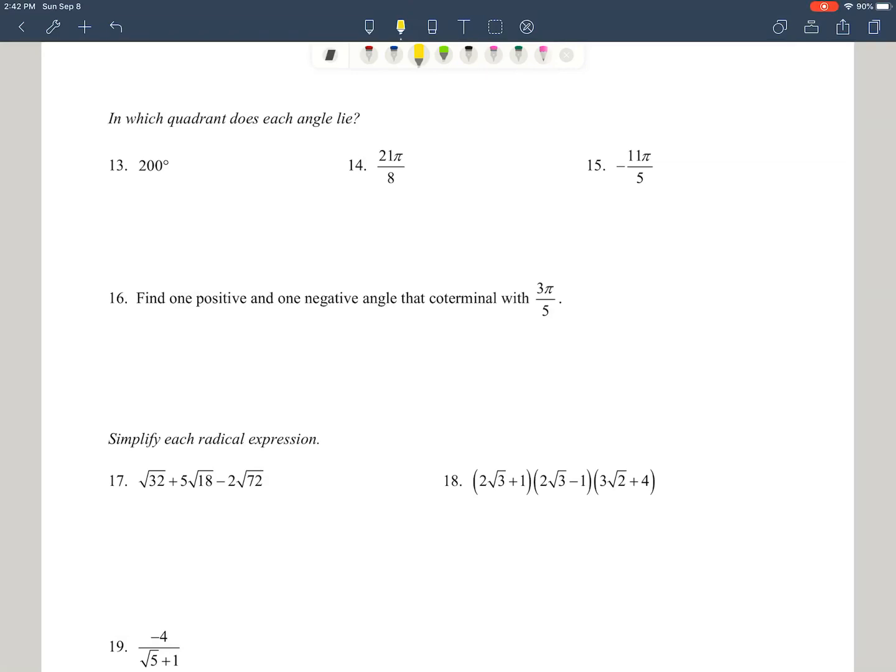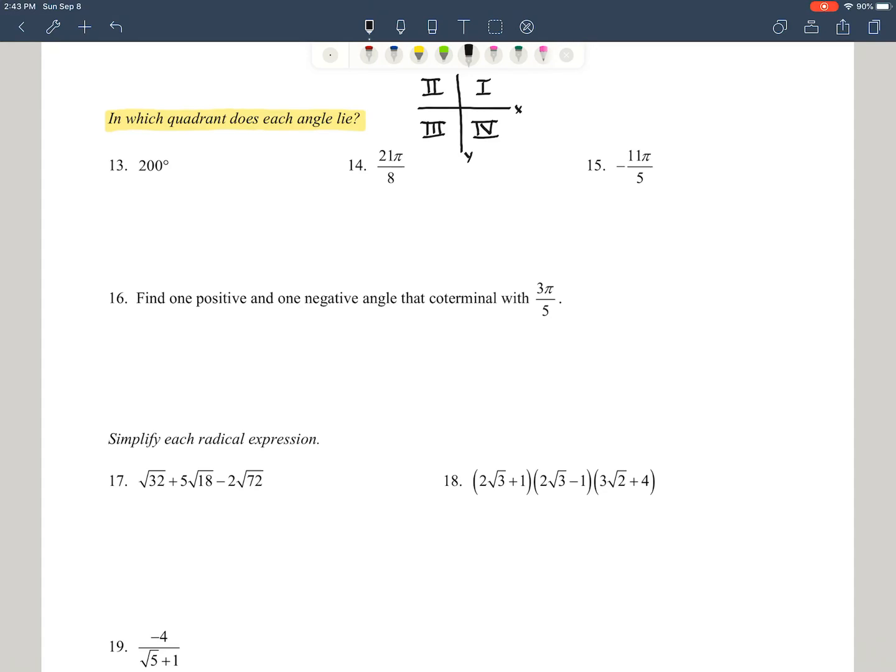All right, problems 13, 14, and 15. The directions state, in which quadrant does each angle lie? So before we actually jump into the problems, let's just do a quick refresher on the quadrants. If I have my x-axis and my y-axis, quadrant 1 is in that top right, quadrant 2 top left, quadrant 3 bottom left, and quadrant 4 in the bottom right.